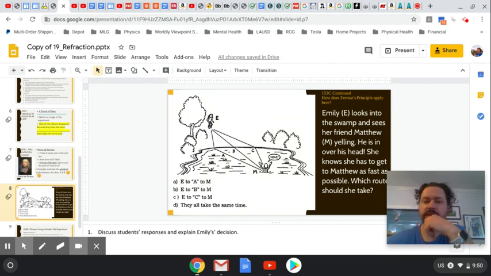Okay, Emily's looking into the swamp, sees her friend Matthew yelling for help. He's in over his head. She knows she has to get to him as fast as possible. Which route should she take? Which way would you go to get here? Take a few seconds to think which way you would go. A, B, or C.